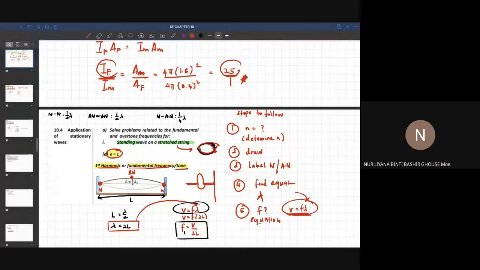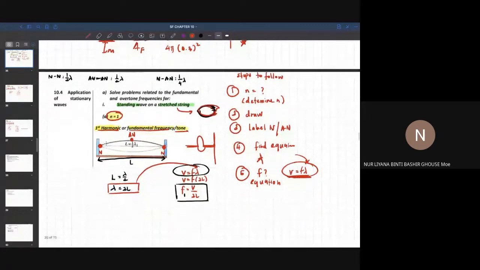Supaya kita dapat cari frekuensi. Okay, so for the first one, standing wave on a stretched string. Ini case yang pertama. Okay, case yang pertama. So bila kita lukis untuk standing wave on a stretched string, n dia akan start daripada n equals to 1, 2, 3 and so on.